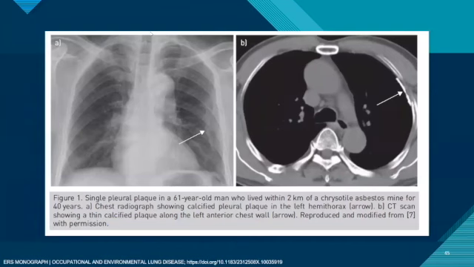So we look at this diagram here. Figure A shows a small single pleural plaque here along the parietal pleura on this side, and the chest radiograph showing a calcified pleural plaque. And that's typically what tends to happen with the pleural plaques or the non-malignant pleural plaques.